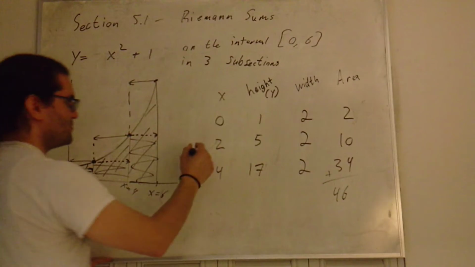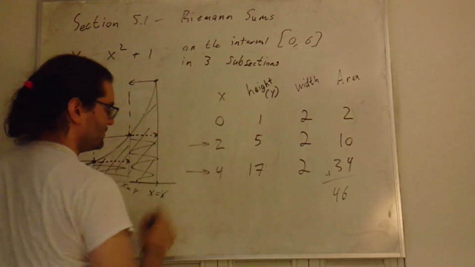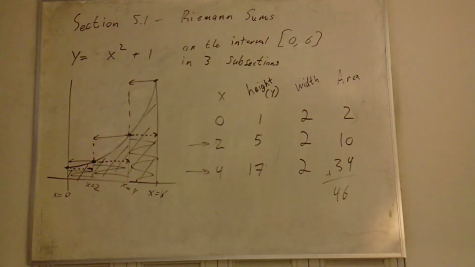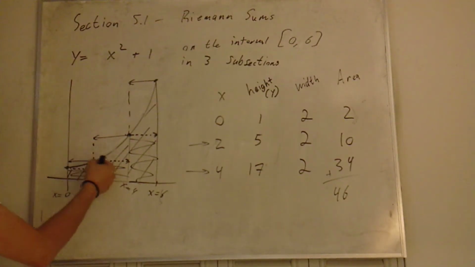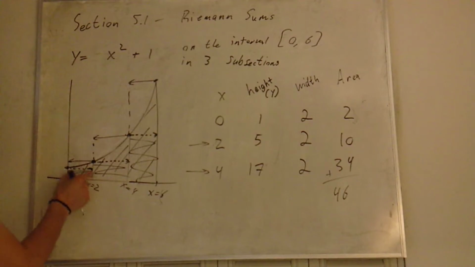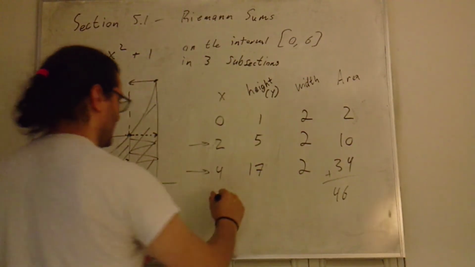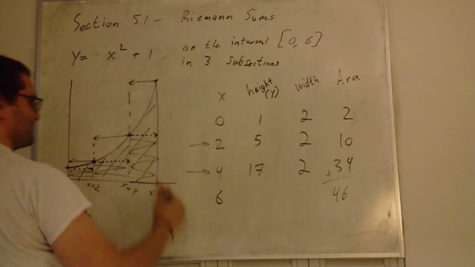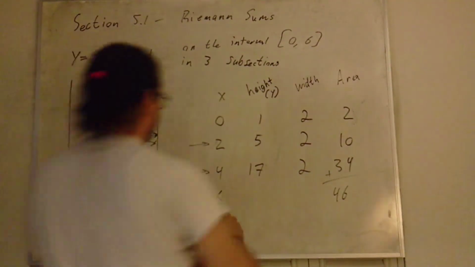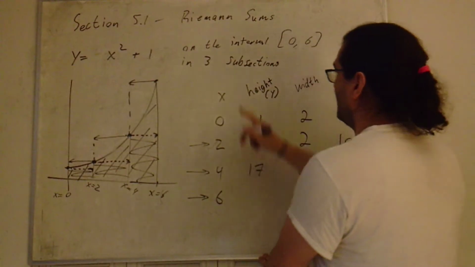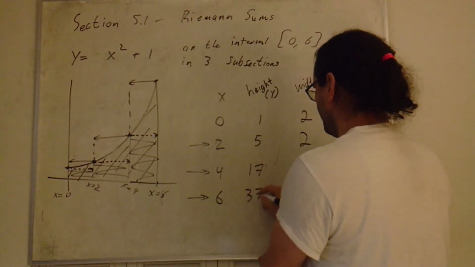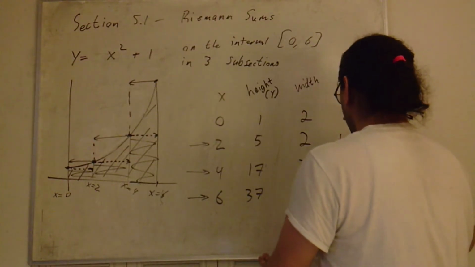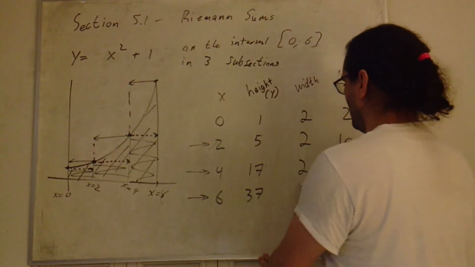So these 2 rows I can keep. This is the x equals 2 rectangle. It's just going backwards instead of forwards, but it's the same rectangle. This one I can keep. I need to add one for 6. When I plug in 6, I will get a height of 37. And the width is still 2.